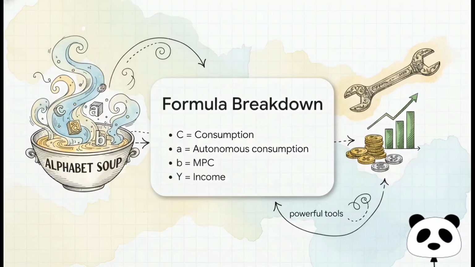Let's break down this alphabet soup, shall we? C stands for total consumption. A represents autonomous consumption. B is the marginal propensity to consume, basically the slope of our line. And finally, Y stands for income. Once you know what the parts actually mean, it becomes a really powerful tool.